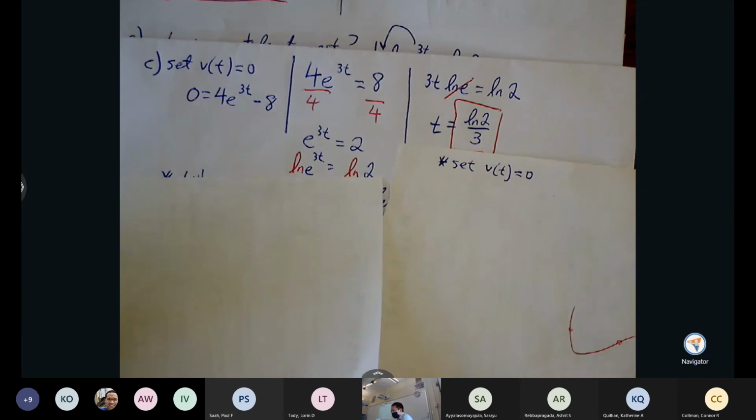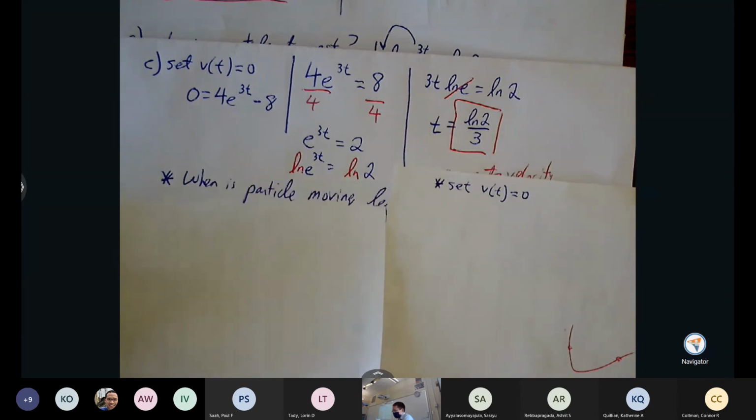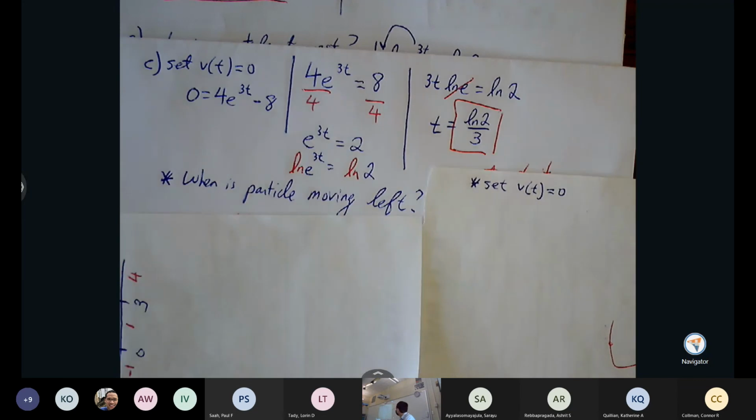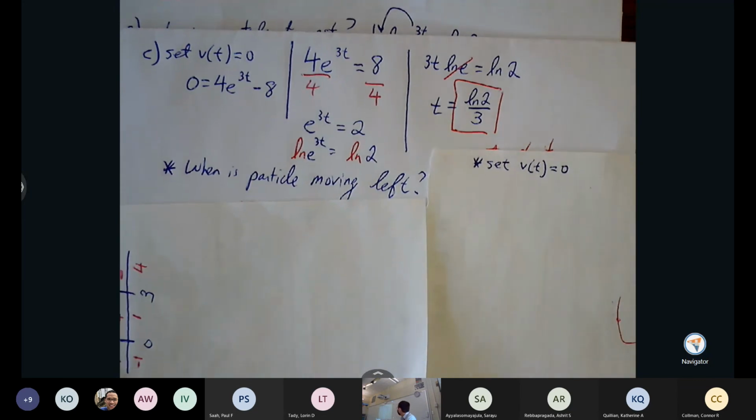Let me extend this a bit and ask you, when is a particle moving left? So if I ask you when the particle is moving left, what do we need to create so that we can? So when velocity is negative? Yes, but what should we have in place to make it easier for us to identify that velocity sign line? Okay, so we got to create a velocity sign line.